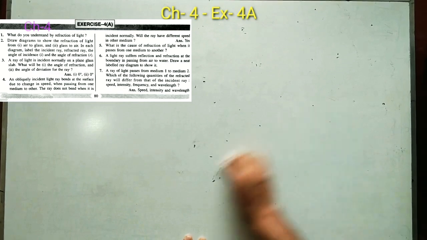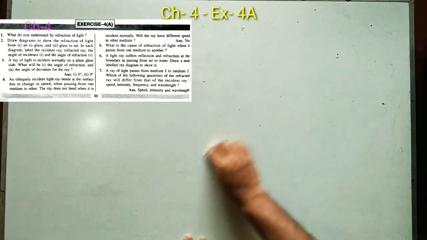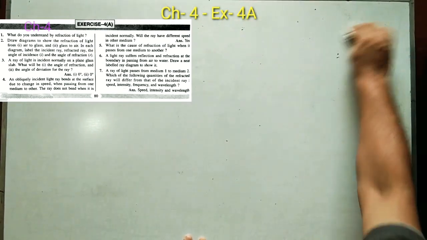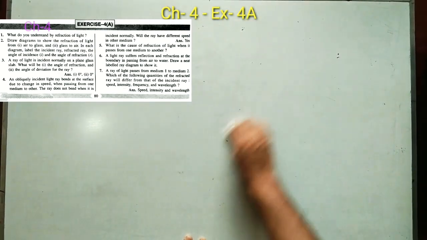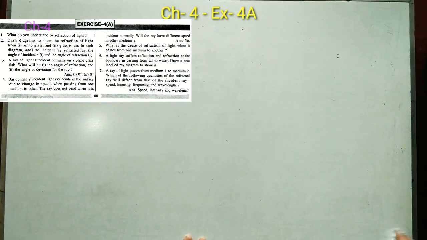As you know, when a ray of light travels from rarer medium to denser medium, it slows down. And when a ray of light travels from denser medium to rarer medium, it speeds up. So the basic cause of refraction of light is change in speed of light. So question number 5 is over. Question number 6.